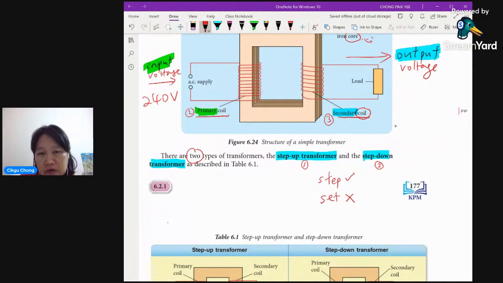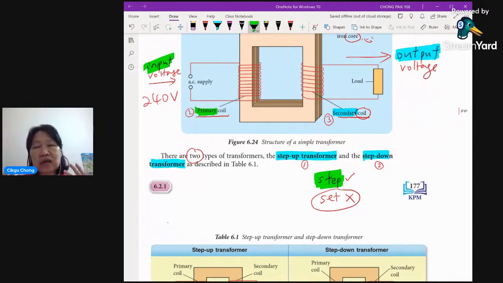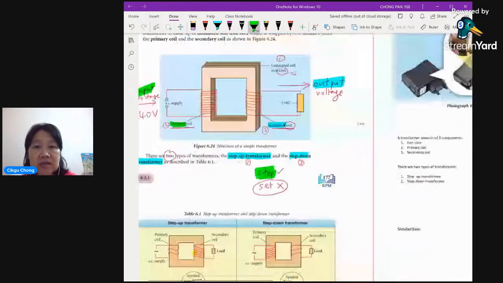Now take note of how you write the word step up. I see many students write set up transformer or set down transformer. Wrong. So be careful. It's not set, but it is step up. Step up means to increase it. So what's the difference between a step up and a step down transformer in terms of structure?